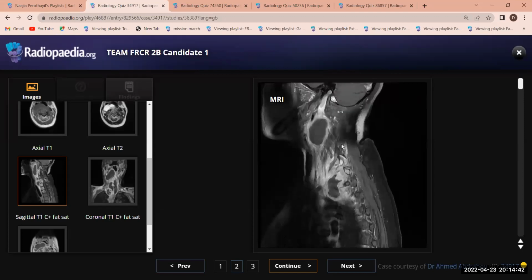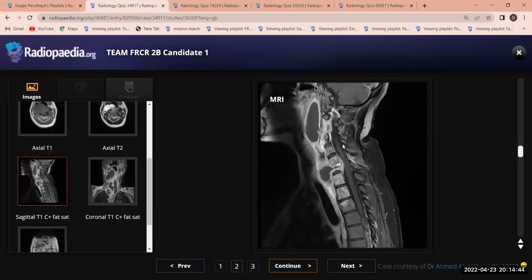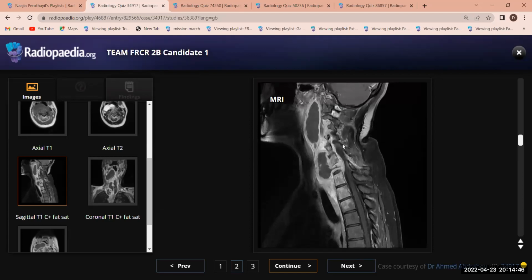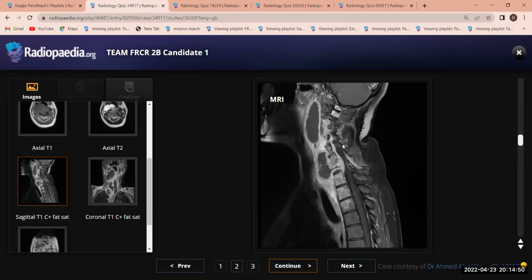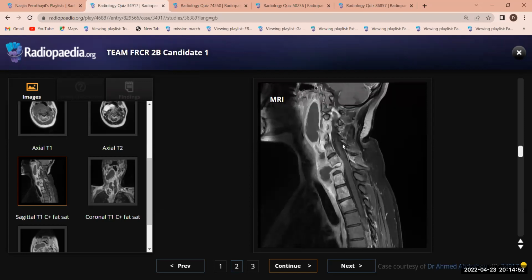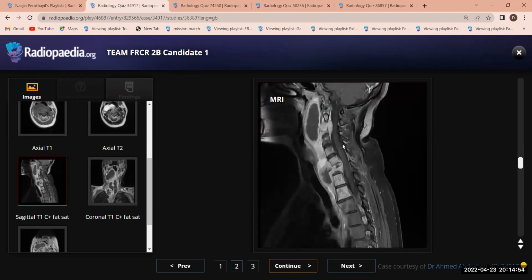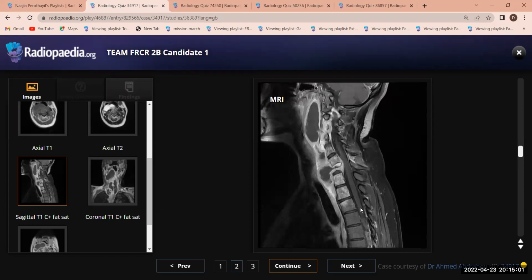And that is extending from the upper cervical up to the upper thoracic region, with associated significant erosion and destruction of the vertebral bodies, with an epidural component also seen at the level of the C2 vertebral body, which is compressing the spinal cord. So this is most likely an infective collection, and I'm more in favor of tuberculosis.